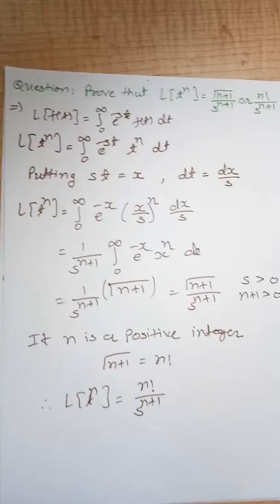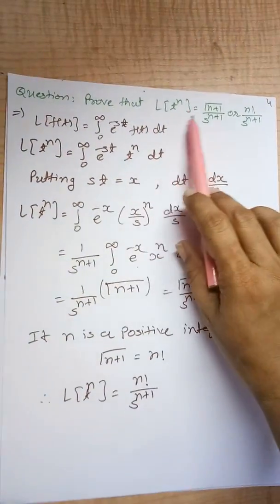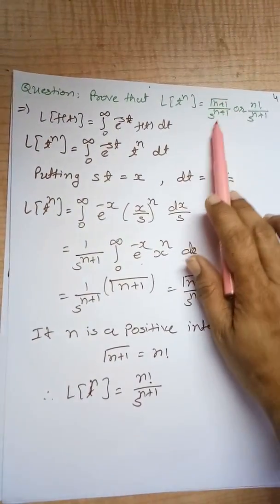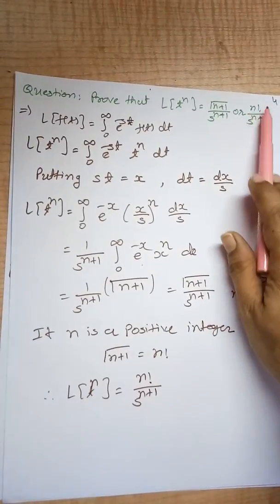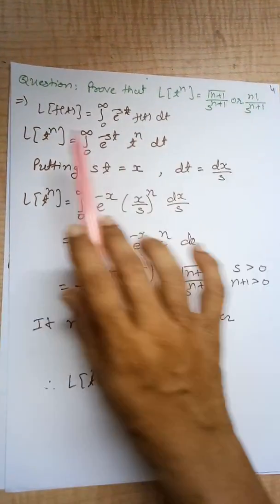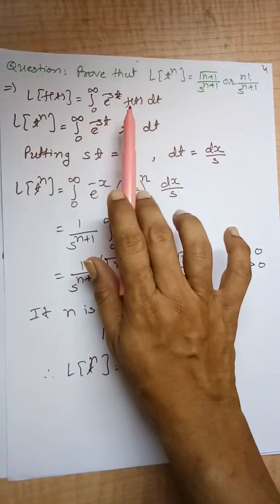Students, our next question is: prove that Laplace of t raised to n is equal to gamma n plus 1 upon s raised to n plus 1, or n factorial upon s raised to n plus 1. Again, this is the formula of the Laplace transform.